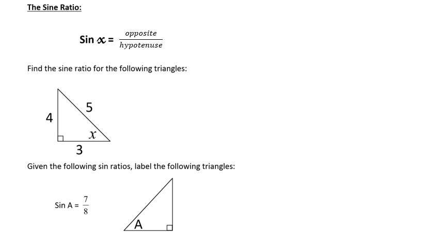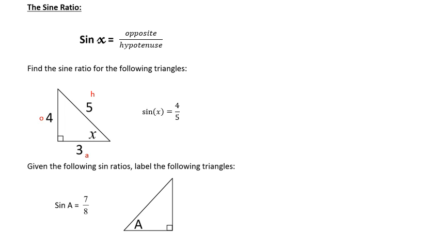Okay, so let's look at the first one. Again, we should always label our triangle first. So our hypotenuse is the side 5, our opposite is the side 4, and our adjacent is the side 3. Then if we want to write our sine ratio, which is opposite over hypotenuse, it would be 4 over 5.